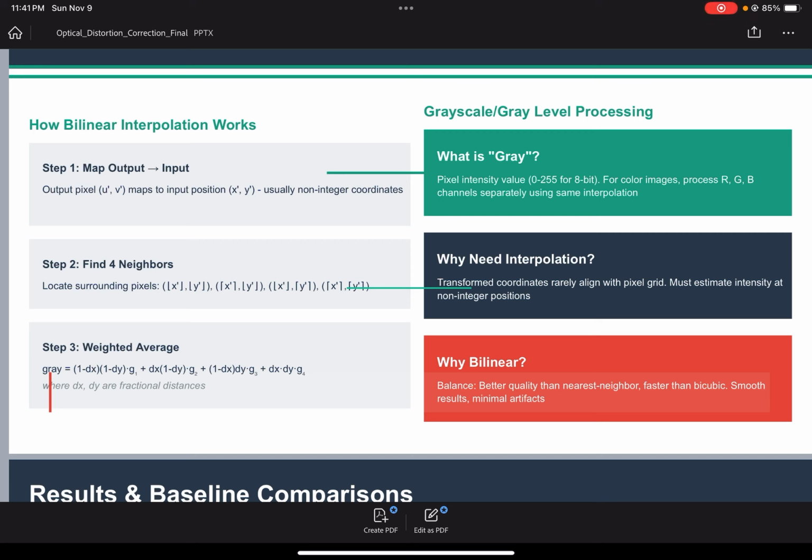And now let's answer this important question. What do we mean by gray level? In digital images, this is simply the pixel intensity value.